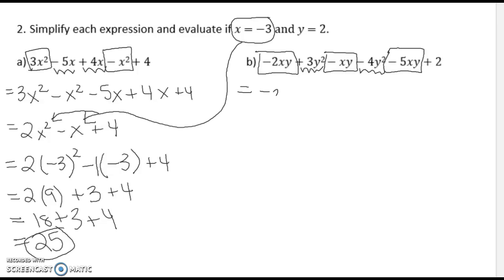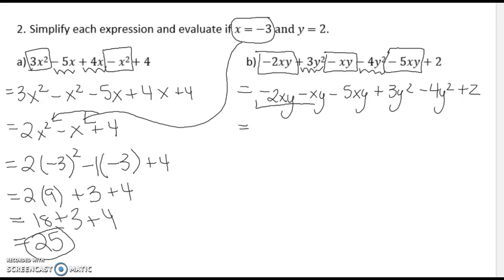So we have -2x. And then minus x squared, or sorry, xy. And then minus 5xy. And then we have our y squared, so positive 3y squared minus 4y squared. And then we just have a plus 2 at the end. So now let's simplify.